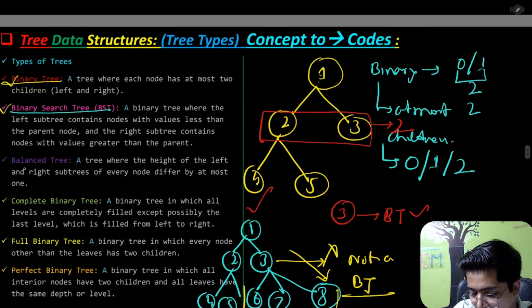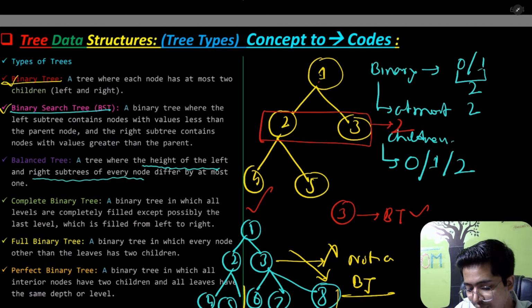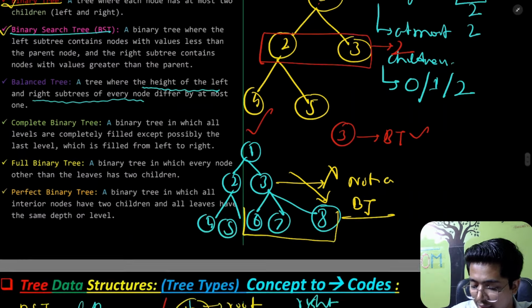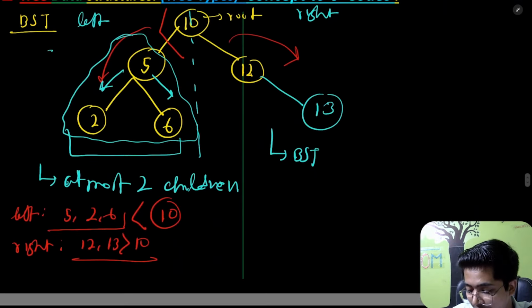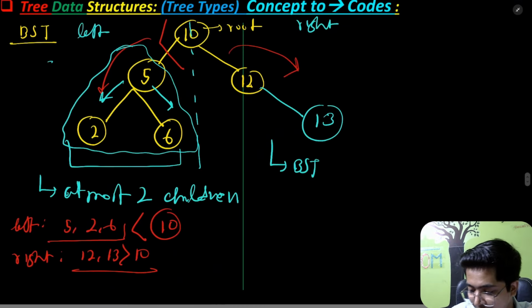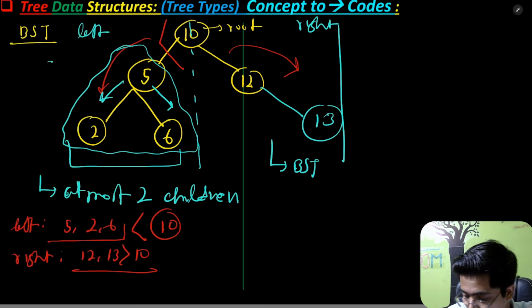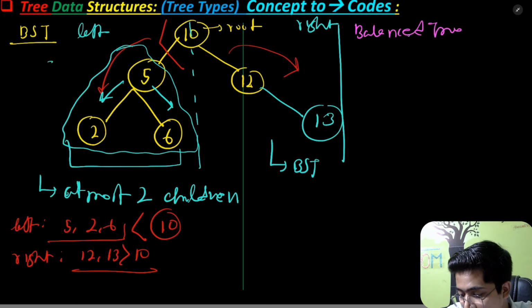The next term, balanced tree. A balanced tree is a tree where the height of the left and right subtree of every node differ by at most 1. That means if we get a tree where the difference is at most 1. Now let's take our tree for the balanced tree. Now we'll be understanding the balanced tree.